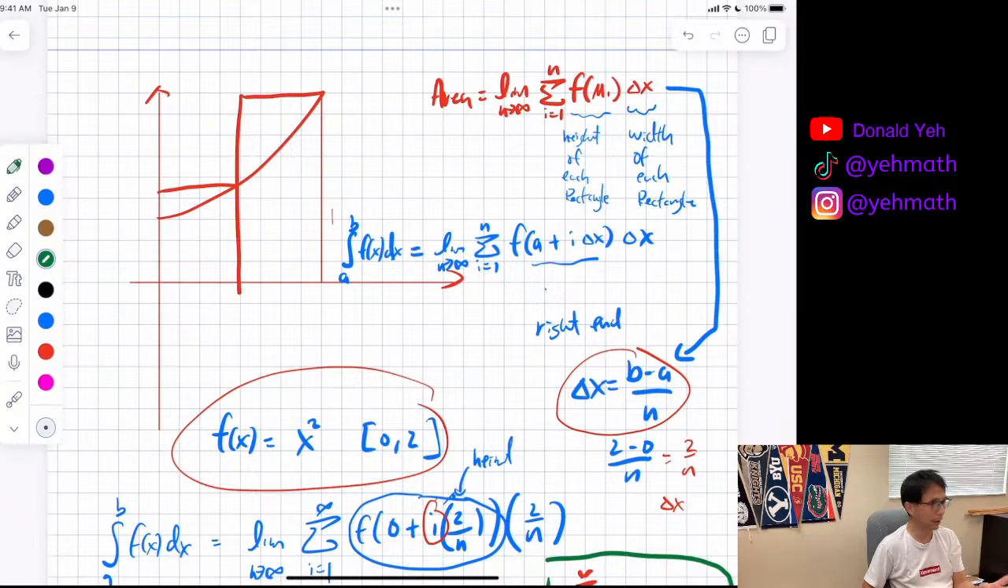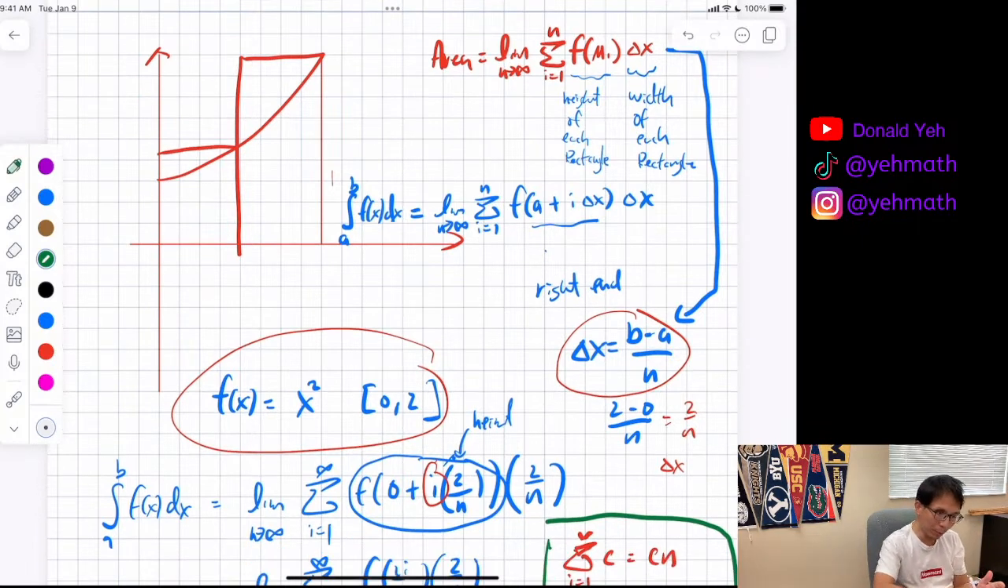So we're going to do the same thing. Luckily, we're going to do the same thing, but with the left endpoint. So left endpoint and right endpoint, the big difference is the i right here. This is i times delta x.